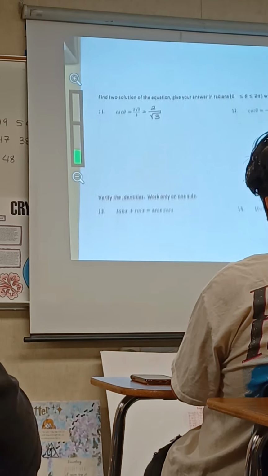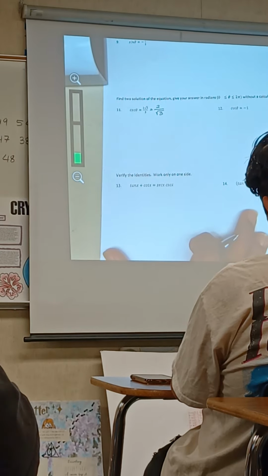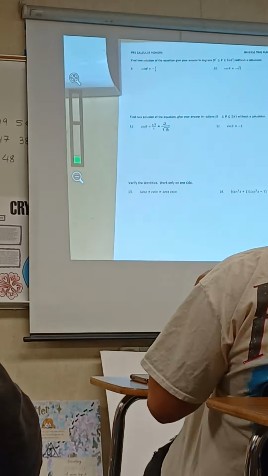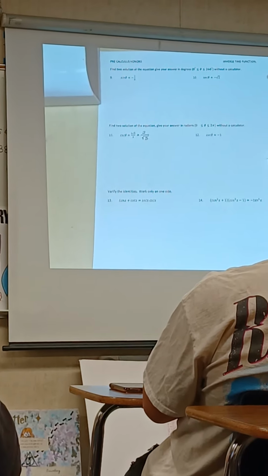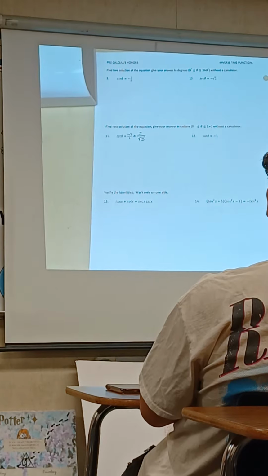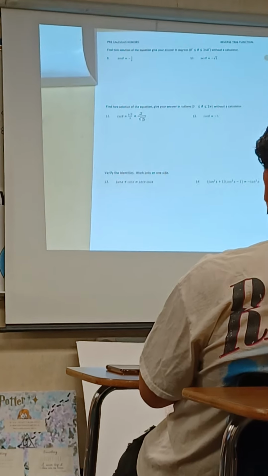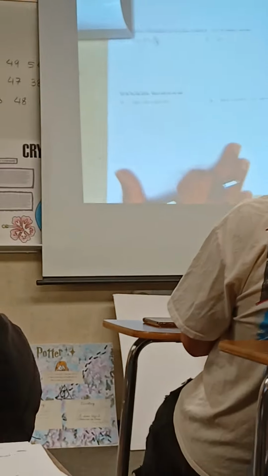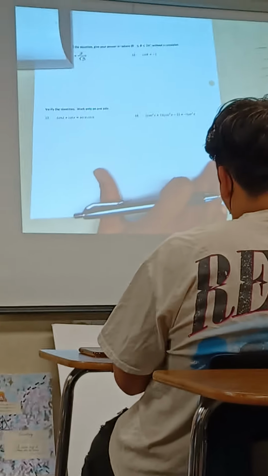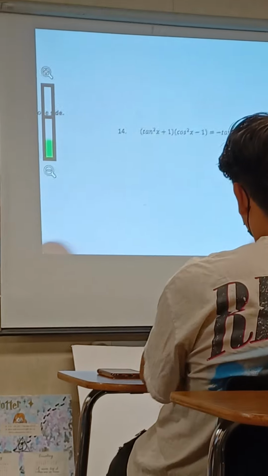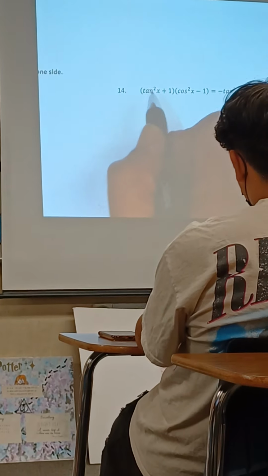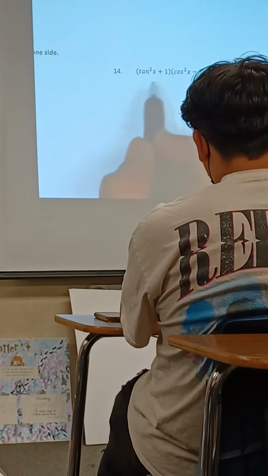But on the practice quiz, do you have any other questions on the practice quiz? Okay. Which one? 14. Okay. All right, 14. Yeah, let's see if we can finish it quick. Let me see your knowledge of identities.